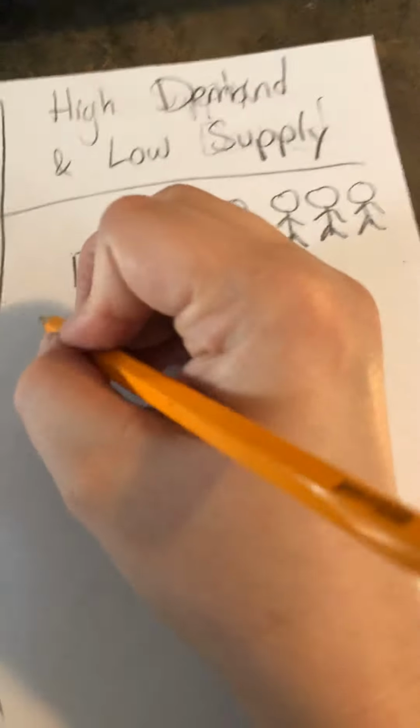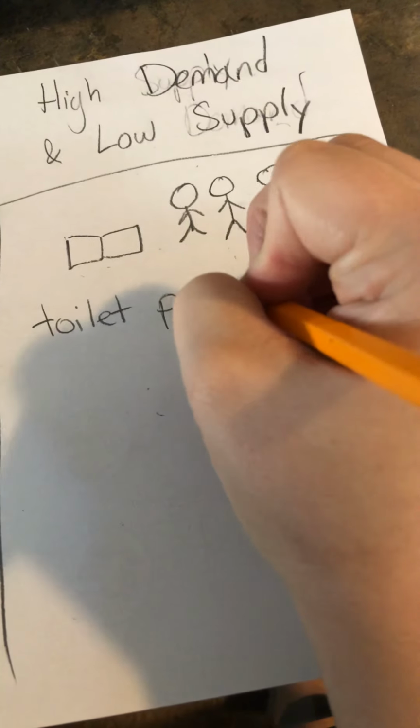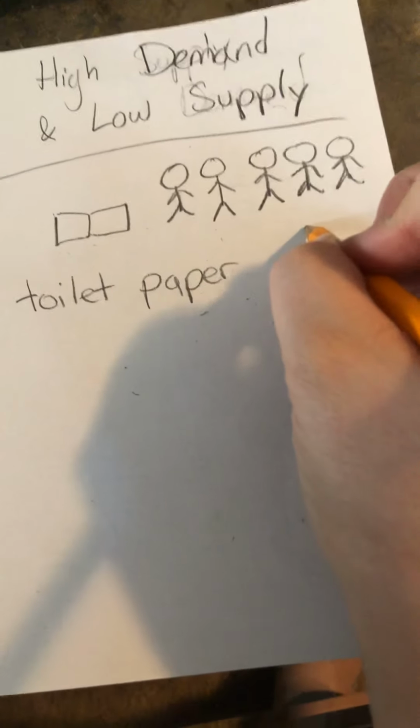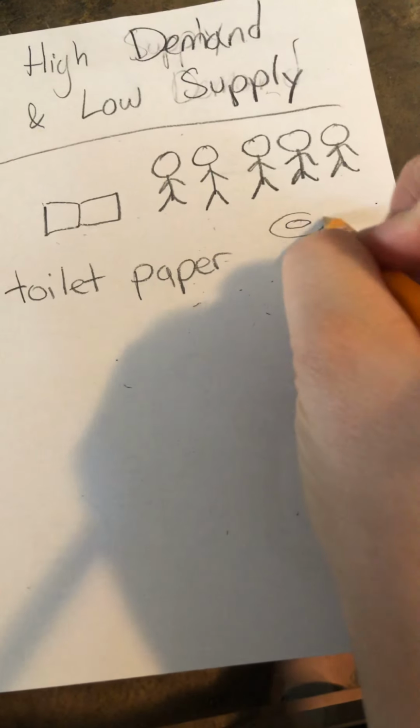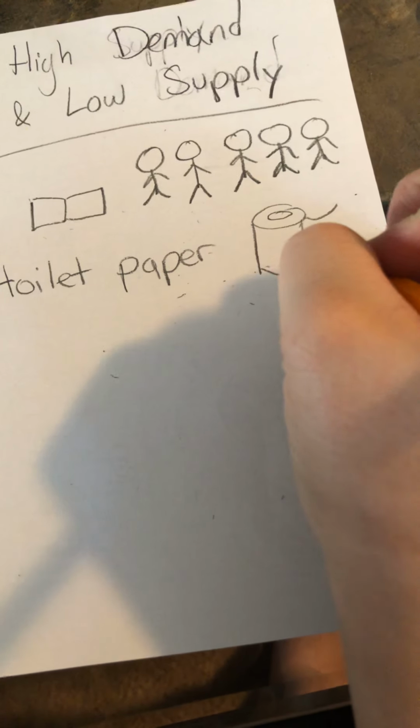And we said high demand was toilet paper. Again, if I can't spell toilet paper, I can draw it. So I think of a little tube here with some toilet paper coming out.